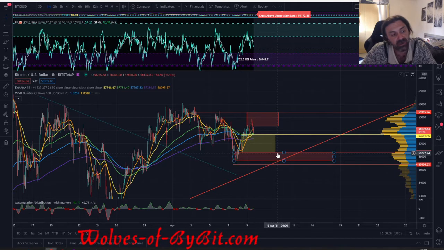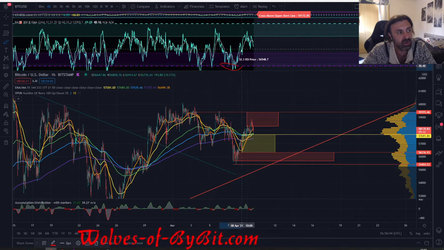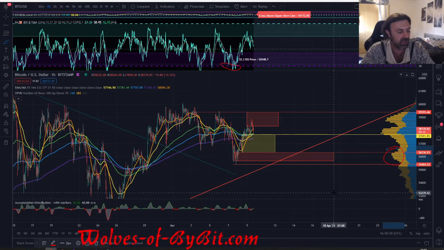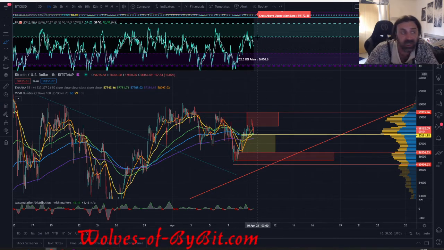At the edge of the red box and the yellow box, we are nearing the area for a bullish divergence with this local low over here, and also we do see quite some volume being present over here. So all in all, I think this could be a nice situation for a buy the dip.